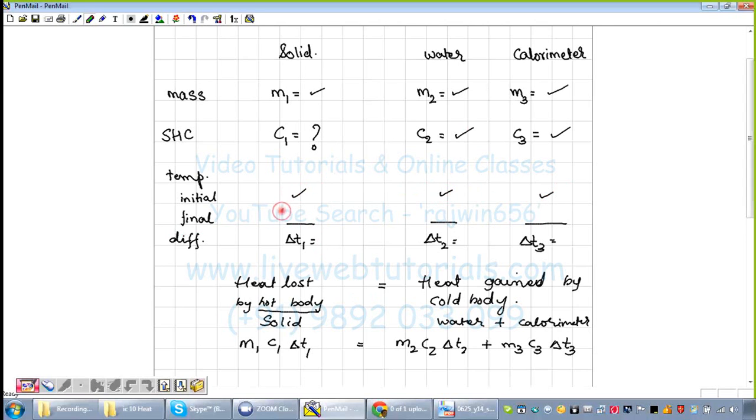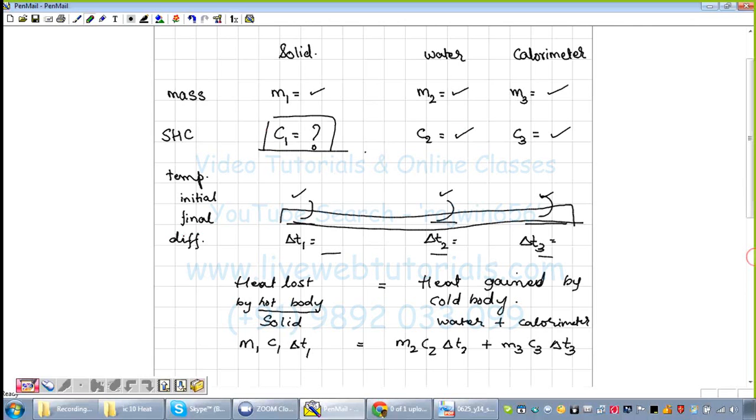Final temperature after mixing the substances, that is after putting the solid inside the water and calorimeter. We will get the final temperature, and then we'll take the positive difference of these two in all three cases. So all the values are known, only one value is unknown. So by using this method, we will be able to determine the specific heat capacity of a substance, and that is a solid. On the basis of this, we are going to have numericals. Now apart from this, we are also going to have other numericals which are there.